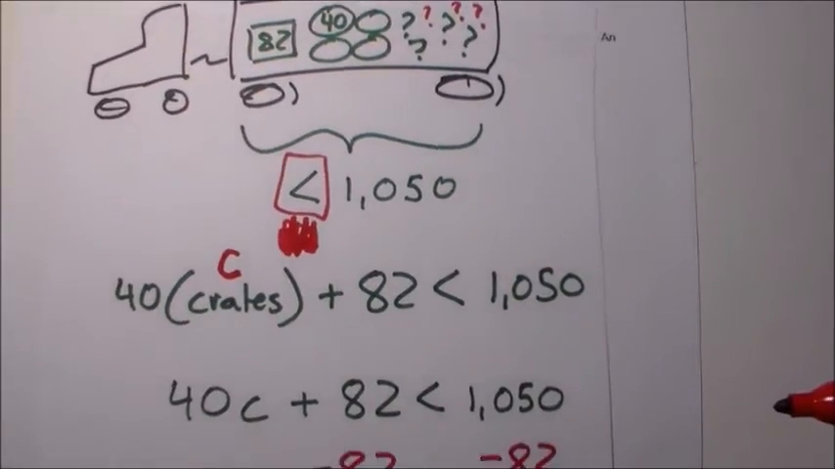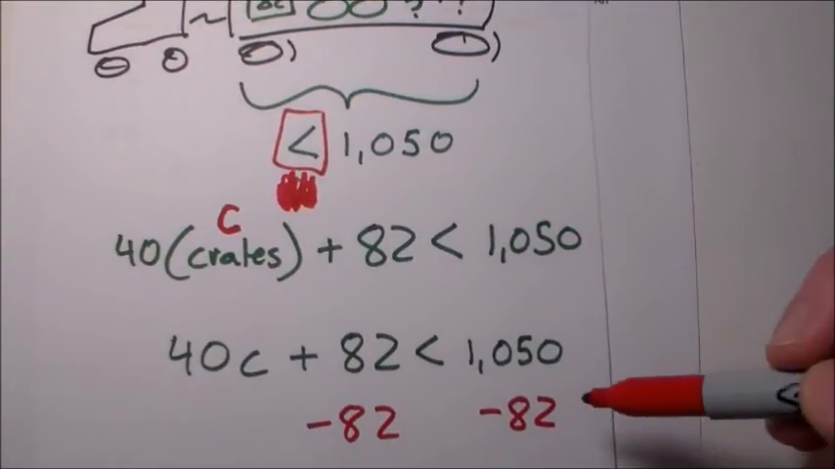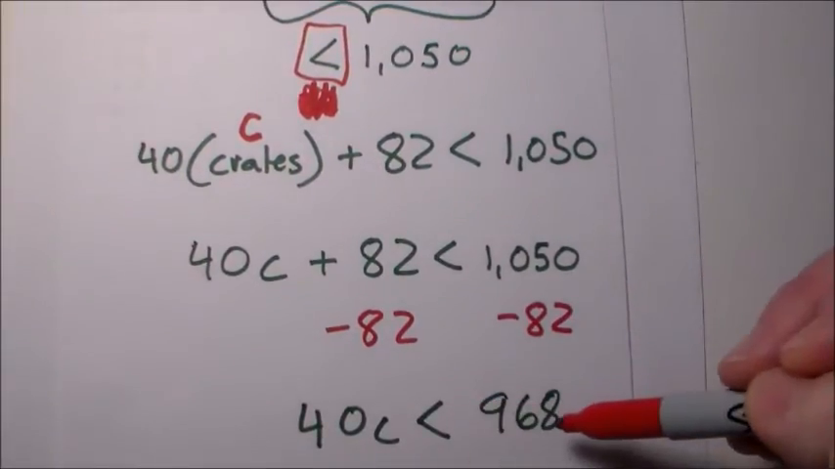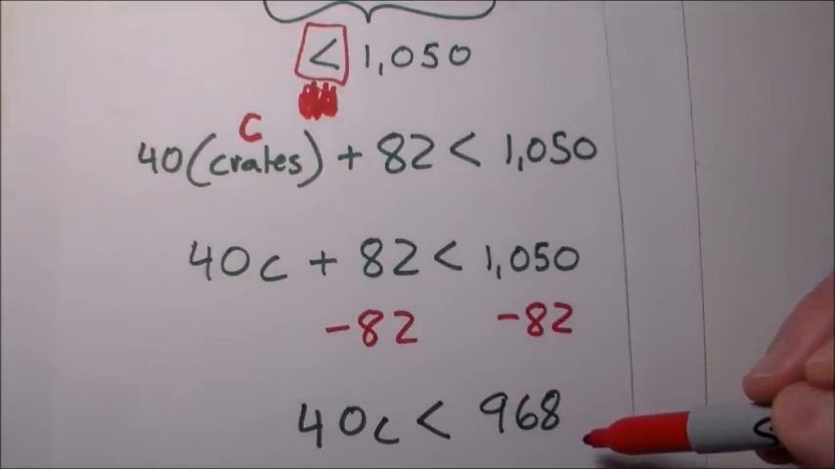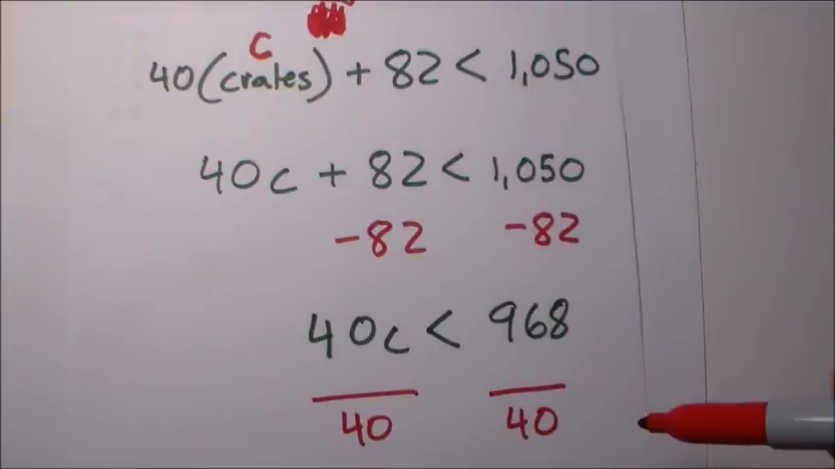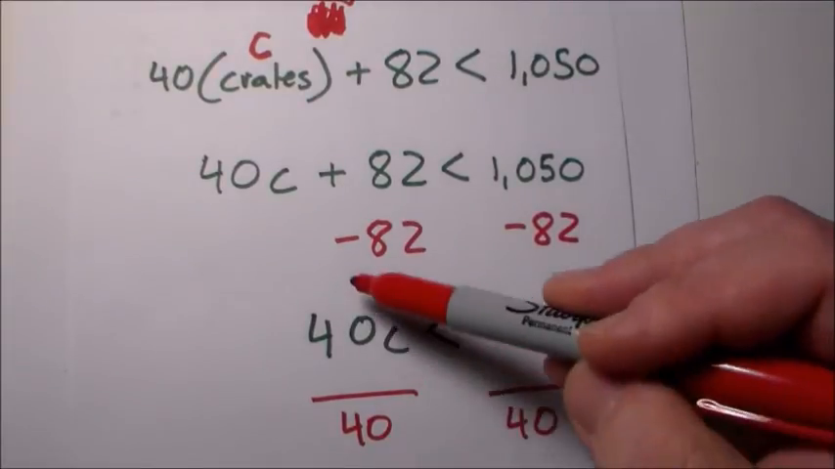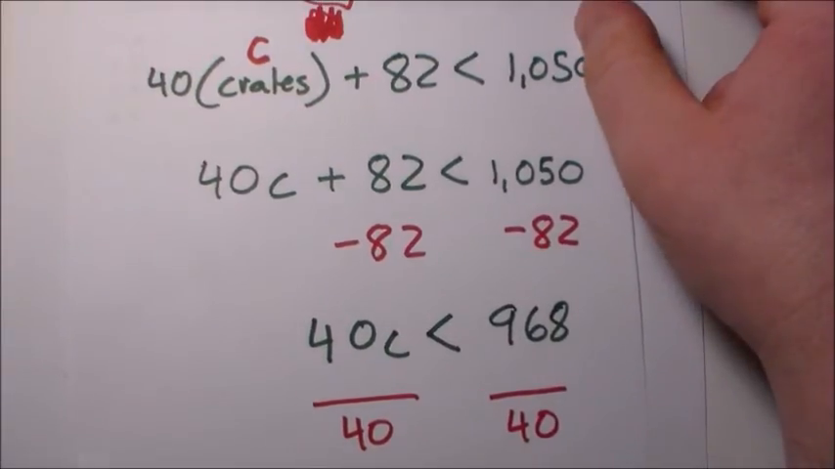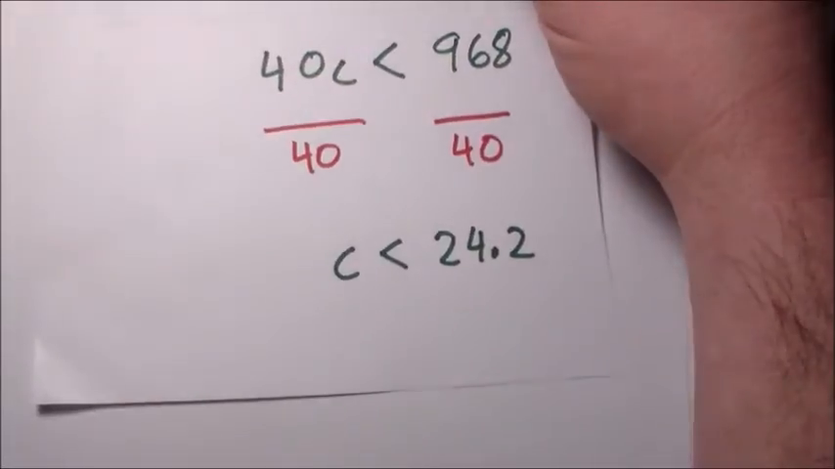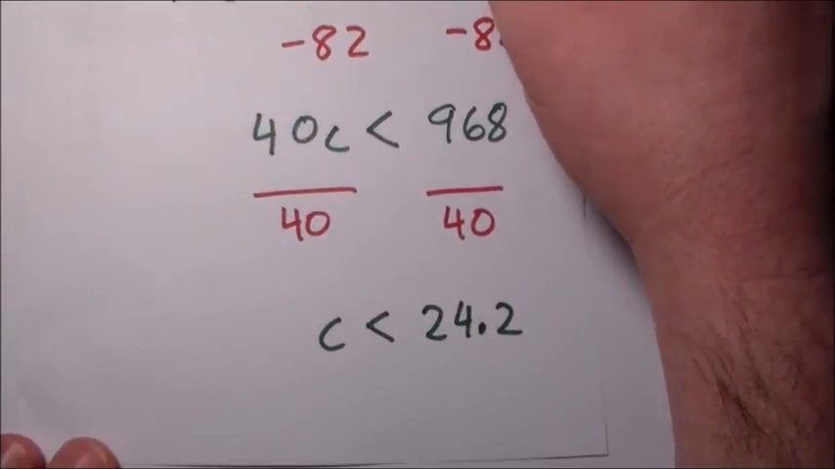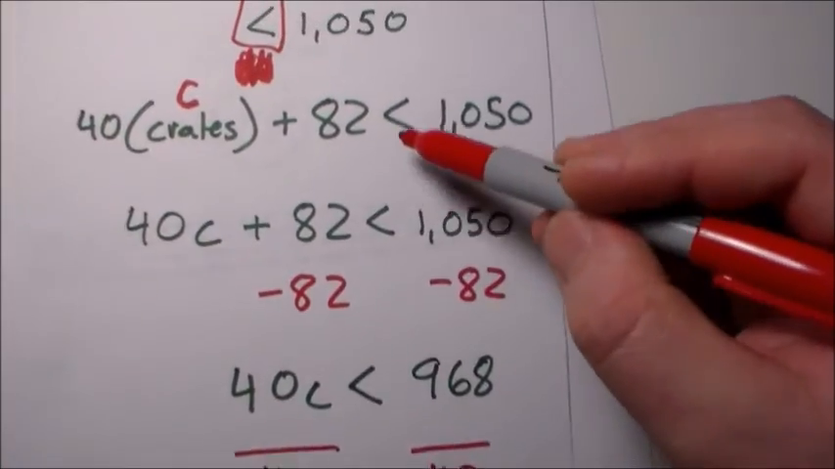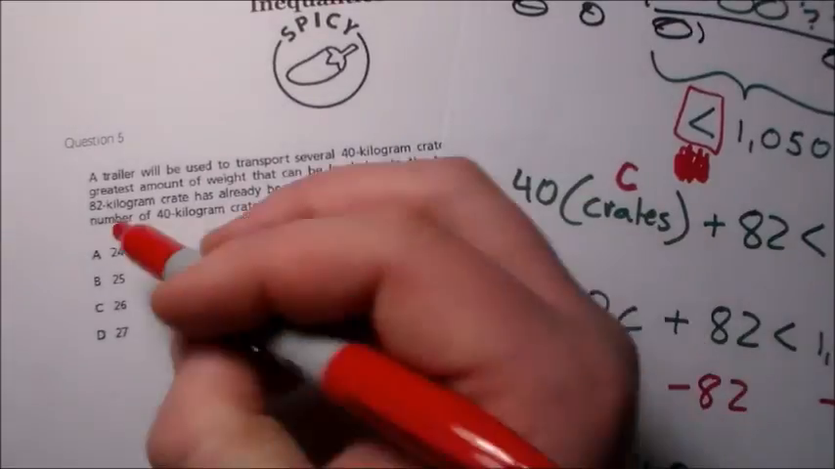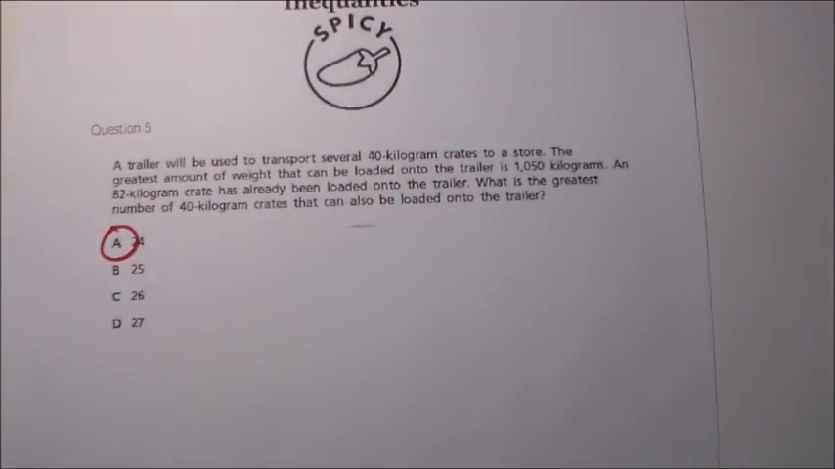How do we solve this problem? Well, simply we subtract 82 from either side, and this cancels out, so 40C has got to be less than 968. What do we do now? Simple. Divide each side by 40. 40 divided by 40 is 1. 1 times C is just C, so that cancels out. And 968 divided by 40 is 24.2. So C has got to be less than 24.2. Remember, our less than signs just followed all the way through. So what number in our answers is less than 24.2? C, or A. And we're good.